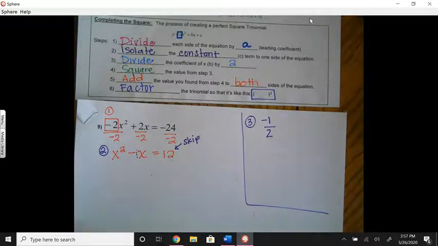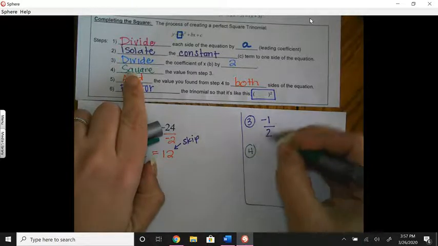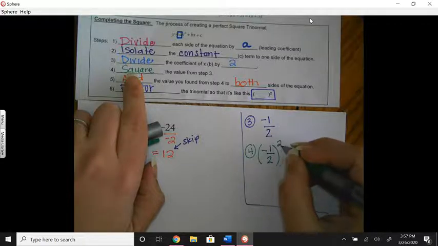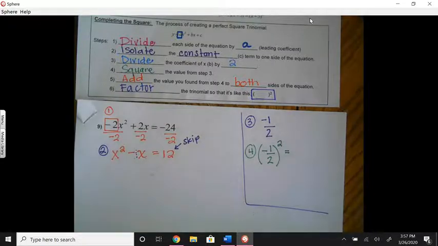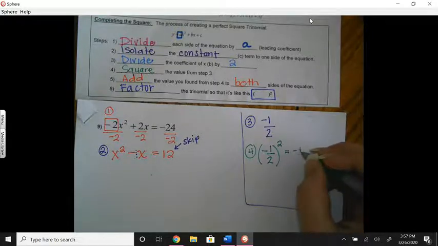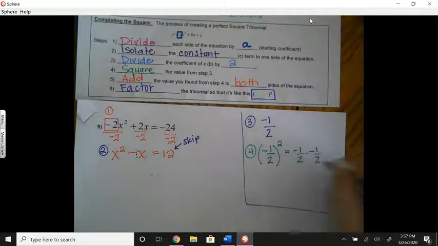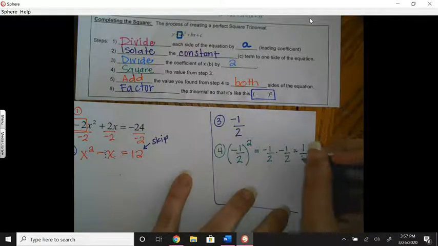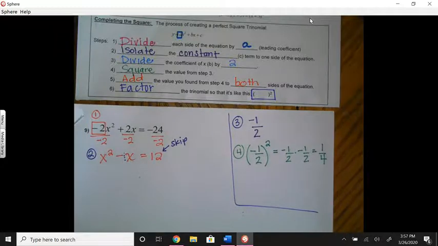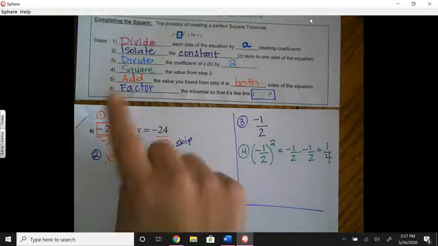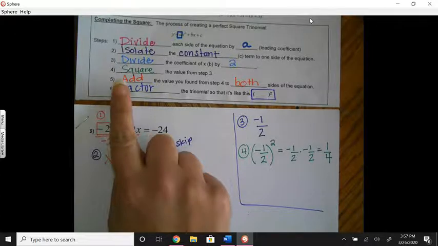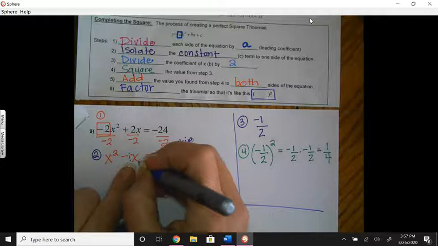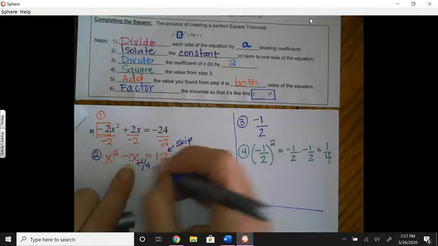Step 4, it says to take this number and square it. So negative 1/2 squared. So negative 1/2 times negative 1/2. And again, you have a calculator that can do that as well if you're having trouble. And you would get positive 1/4. So that was step 4. Then step 5, it says that we're going to add this number that we just found, the 1/4, to both sides. So we're going to add 1/4 to both sides.